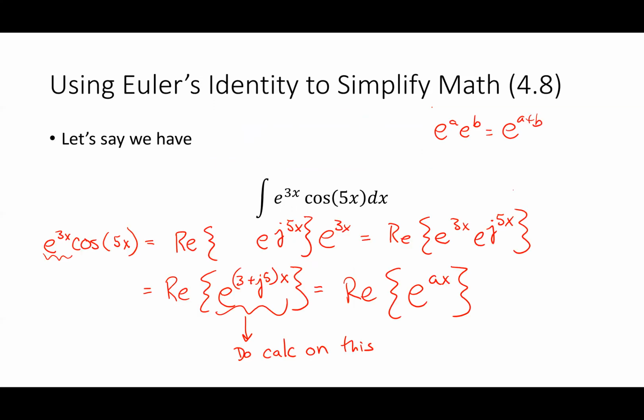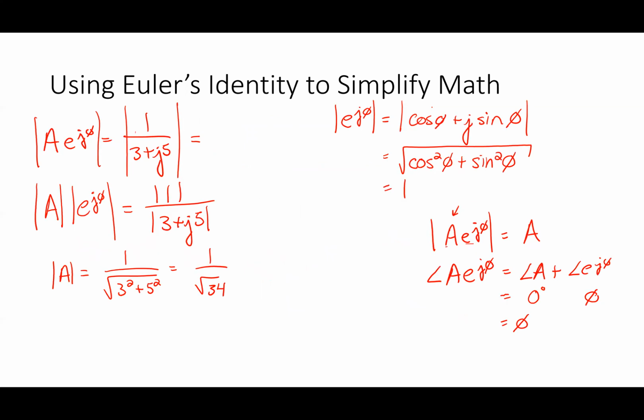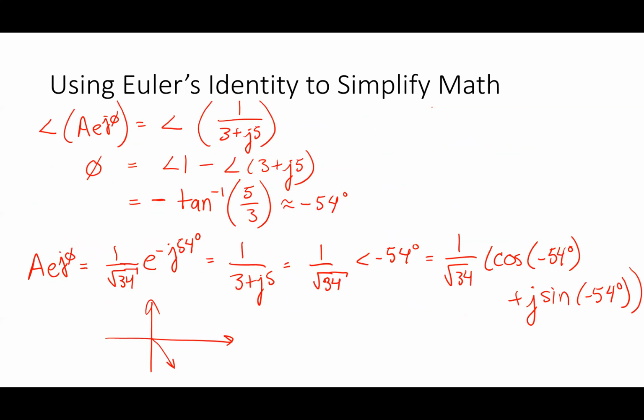All right. So where were we? We were focused on this guy. We got to this whole thing. Now that was not quite what I wanted to fully cover. What I got was this. We had e to the 3x times 1 over the square root of 34, an angle of negative 54 degrees. And that was all times e to the j 5x.